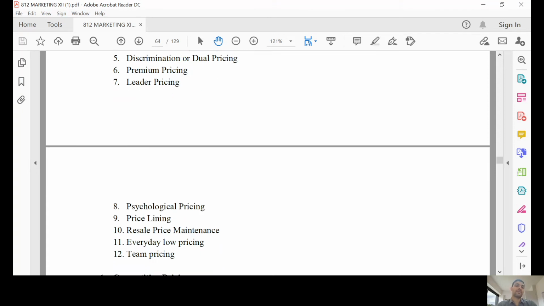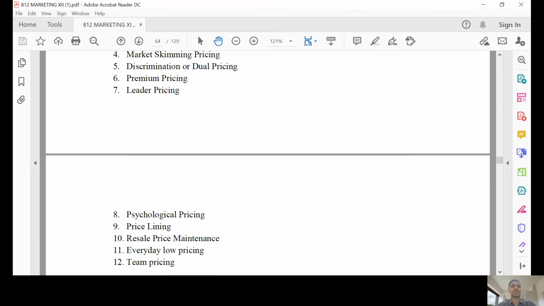Leader pricing, we'll discuss leader pricing. Loss leader pricing means certain products are sold at a lower price or even at a loss in certain retail shops in order to attract the customer.